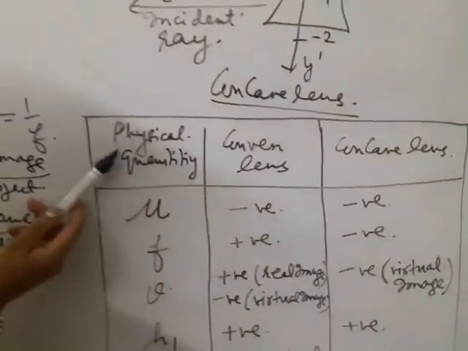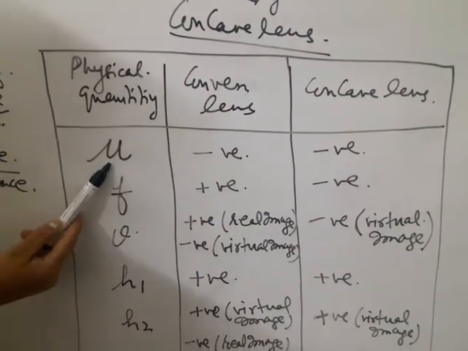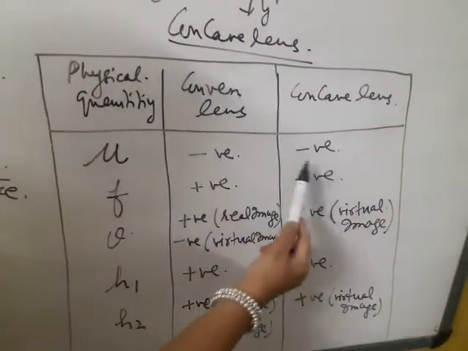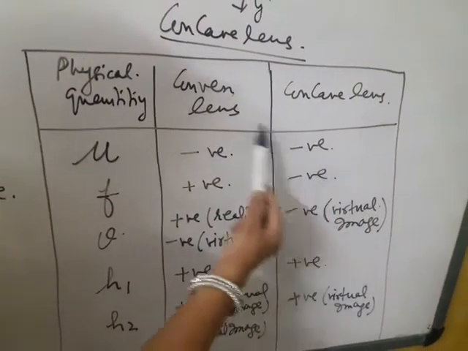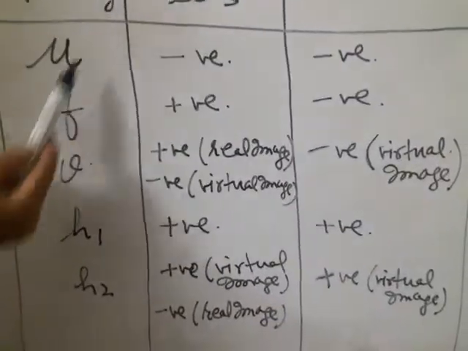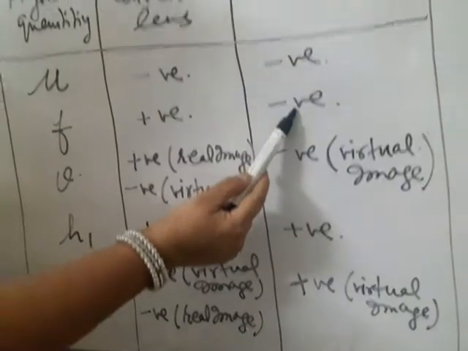Here I have made a brief chart. U is object distance and it is always kept on left hand side, so negative sign is given in convex lens as well as concave lens. Focal length of convex lens is positive. Focal length of concave lens is negative.